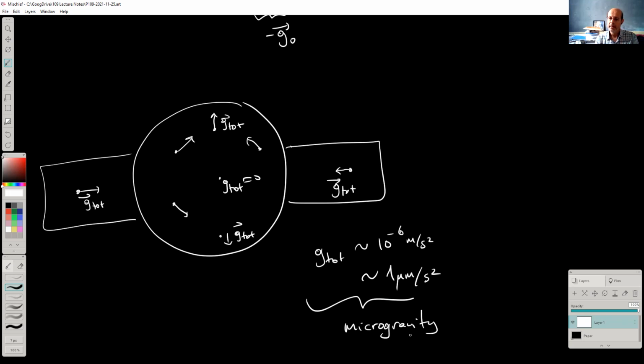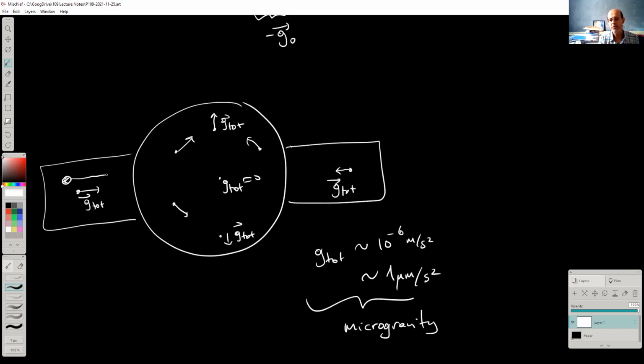Okay. So the total gravity is actually non-zero. And since its order of magnitude is like micrometers per second squared, this is called microgravity. So what happens is that if you just leave something in here, let's say you just leave a pizza in here at rest, you just release it from here at rest.